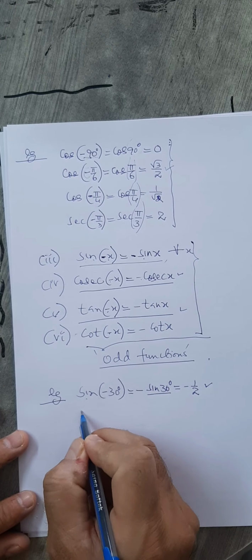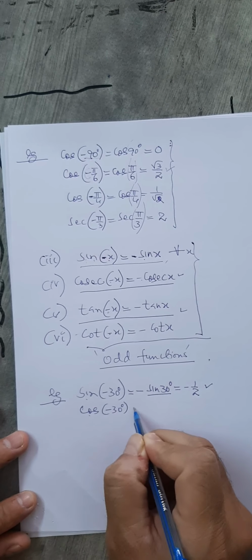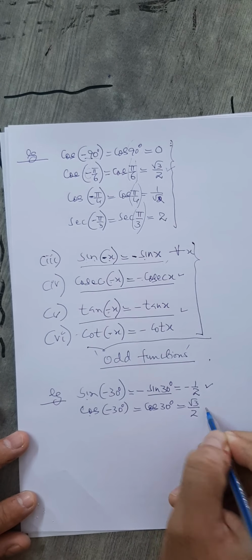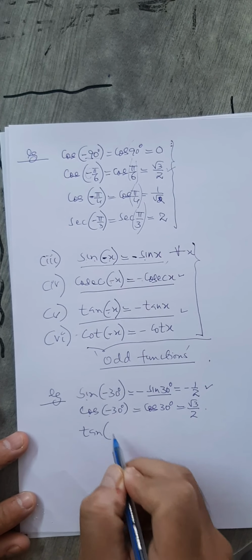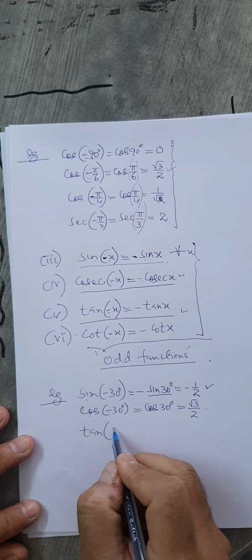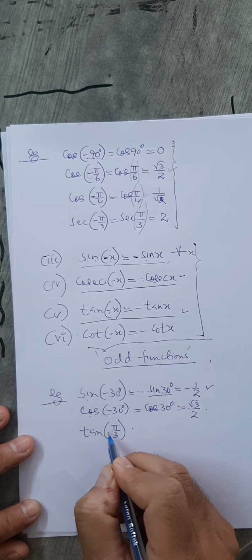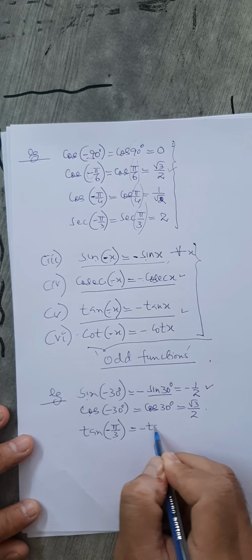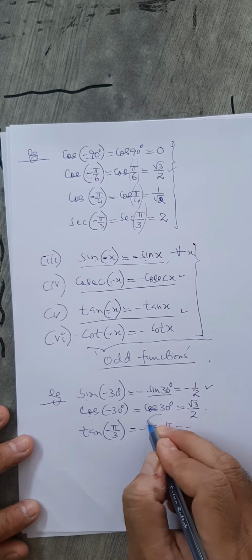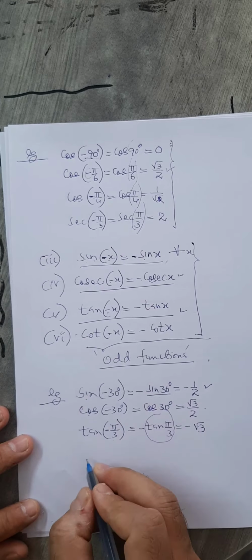If I come to, for example, cos minus 30 degrees, let me write. Now cos is an even function, so it is as good as cos 30 degrees, so it would be root 3 by 2. Now next I'll come to tan, for example, tan of minus pi by 3, which is 60 degrees, you know. So the minus sign will come out. This is tan pi by 3. What is tan pi by 3? You need to remember, it is root 3. So minus root 3 is your answer.